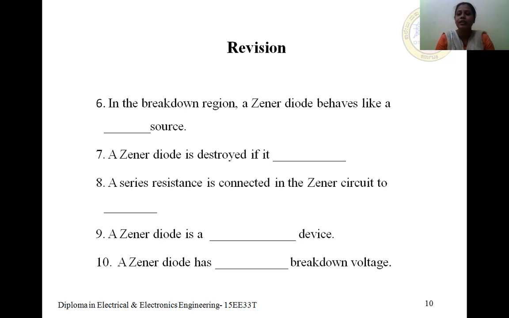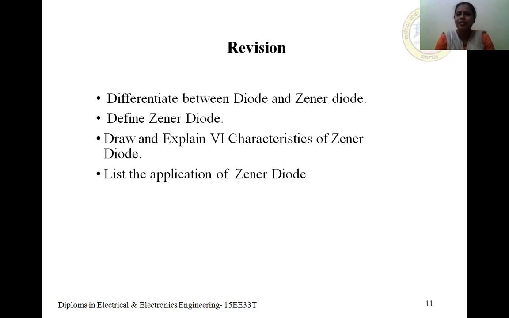This is certain multiple choice questions for session 5. Next, let me have a look at descriptive questions on session 5. What descriptive questions can be expected from session 5? The first question is differentiate between diode and Zener diode. As I explained, we can differentiate between diode and Zener diode.